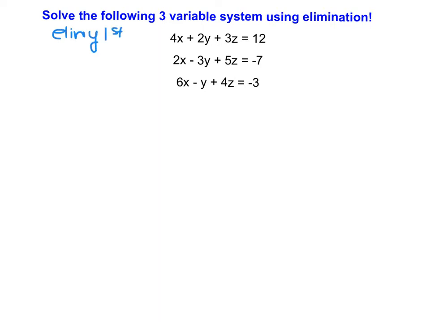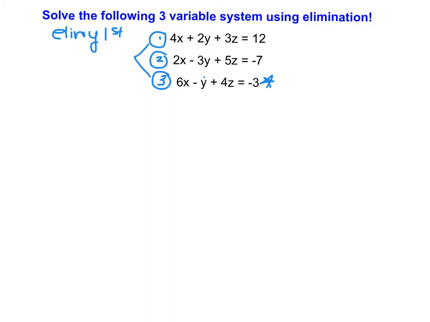What we're going to have to do is break these equations up into pairs and eliminate y from two sets of different pairs. So I'm going to label these equations 1, 2, and 3. And I'm going to use equation 3 twice because of this single y value. First, I'm going to pair up equation 1 and 3.